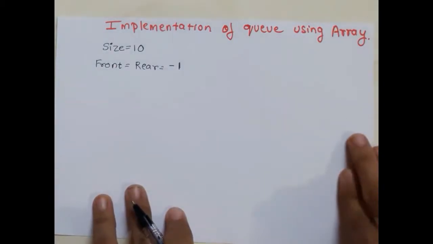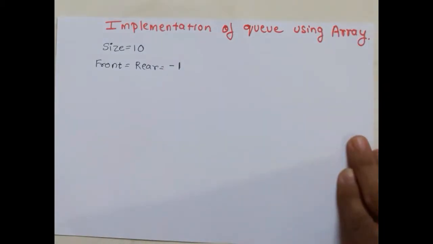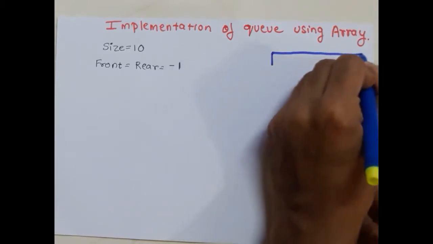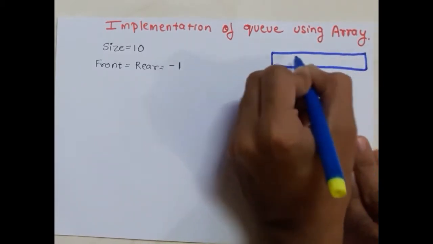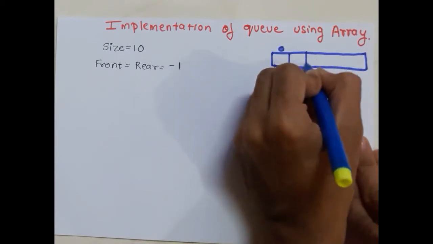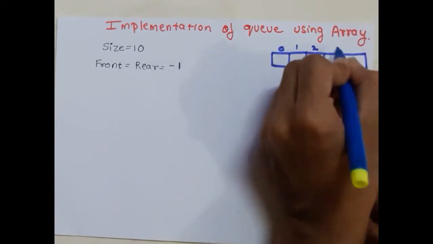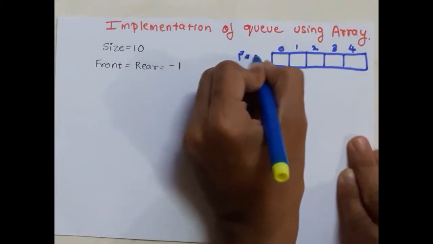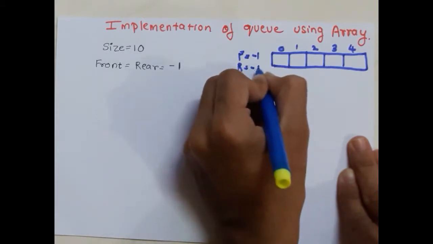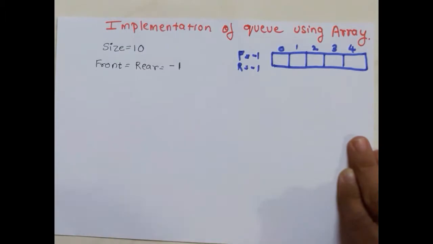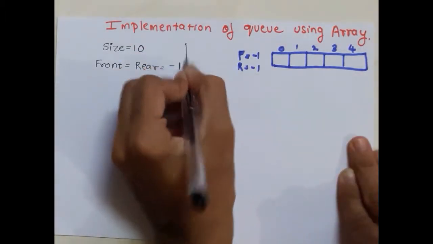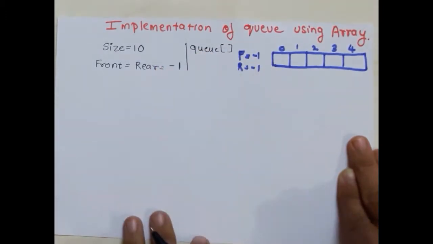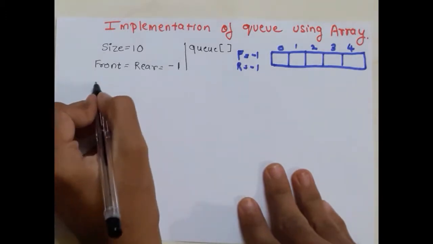Now let us consider a queue like this. So this is a queue array. Front is at -1 and rear is also -1. Now the first operation is the enqueue operation.